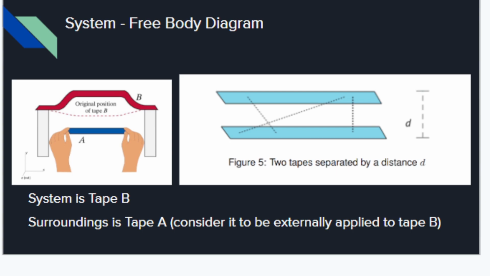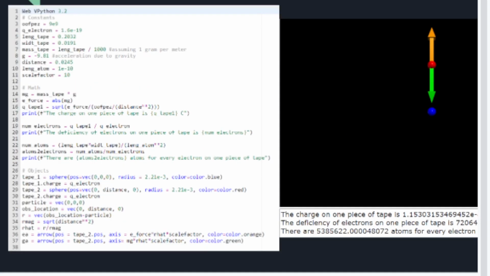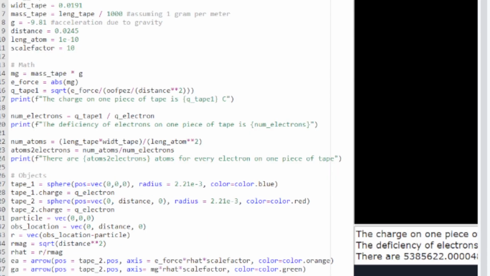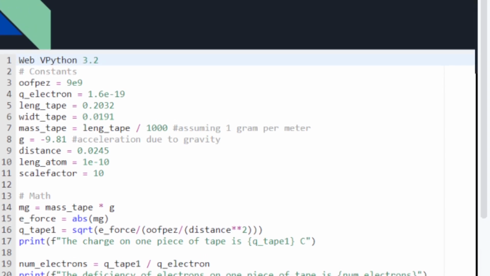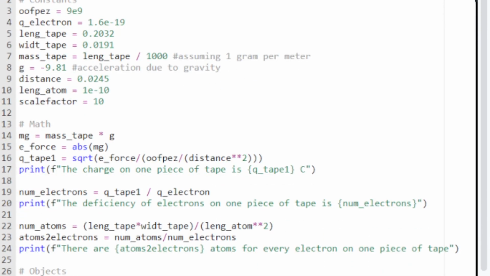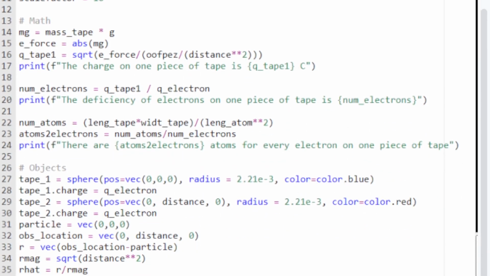On the left, you can see my GlowScript code. At the top, I declared all my constants. PHYS is Coulomb's constant, the length of the tape, the width of the tape, the mass of the tape. This was all measured beforehand. Variable g is, of course, the acceleration due to gravity, and the scale factor is applied to the visual model that we generate so that it's easier to see, given that we're working with very small particles.